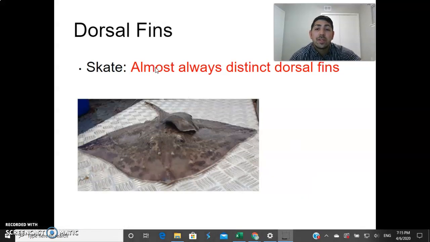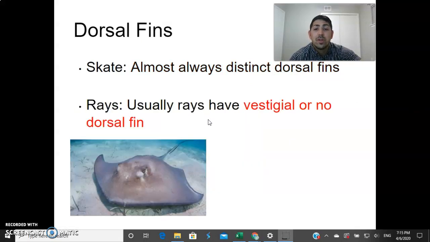Dorsal fins. So skates almost always have a distinct dorsal fin as seen in this image here. And rays usually have a vestigial or no dorsal fin. Vestigial meaning like a remnant, an ancestral remnant. You can see this little ridge on the back where there is no distinct dorsal fin, but just a vestigial dorsal fin.